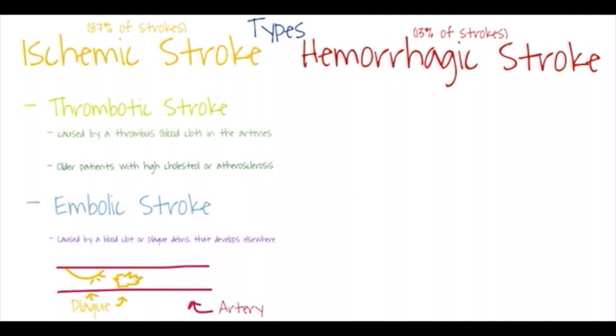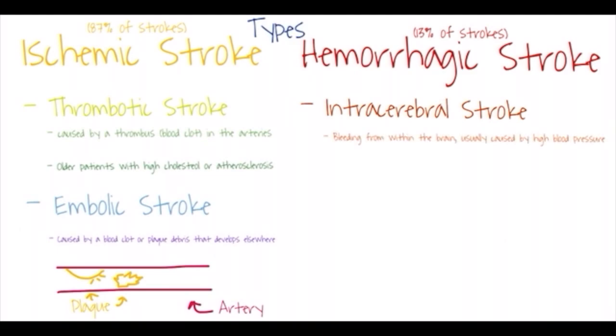The other main type of stroke, which is a lot less common, is hemorrhagic stroke. There are two subtypes of hemorrhagic strokes as well, the first being intracerebral hemorrhagic stroke. This happens when bleeding is from the blood vessels within the brain, and intracerebral hemorrhage is usually caused by high blood pressure. Bleeding occurs suddenly and rapidly, and there are usually no warning signs, and bleeding can be severe enough to cause coma or even death.